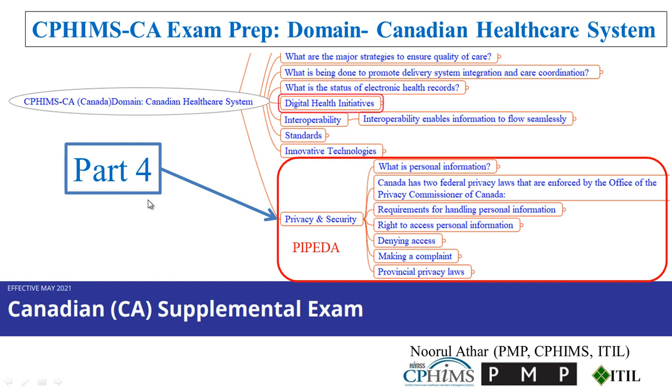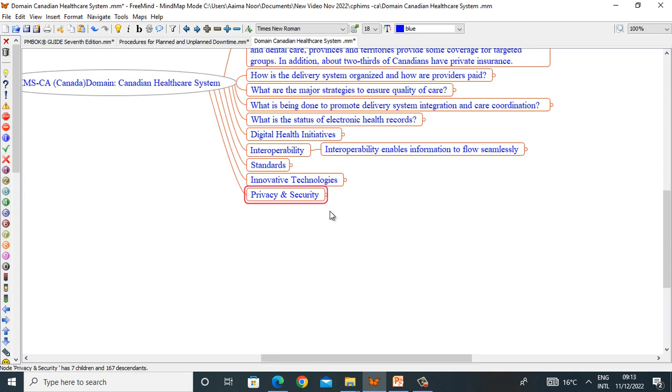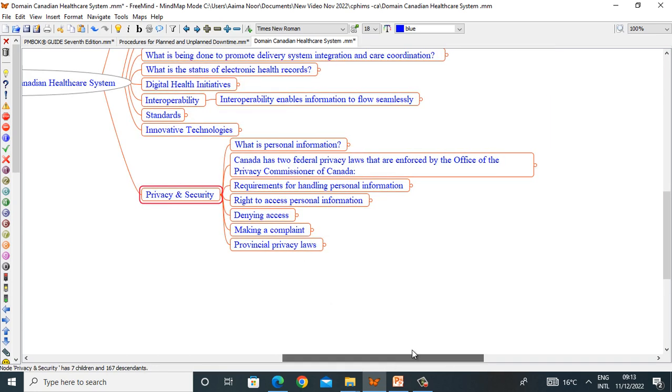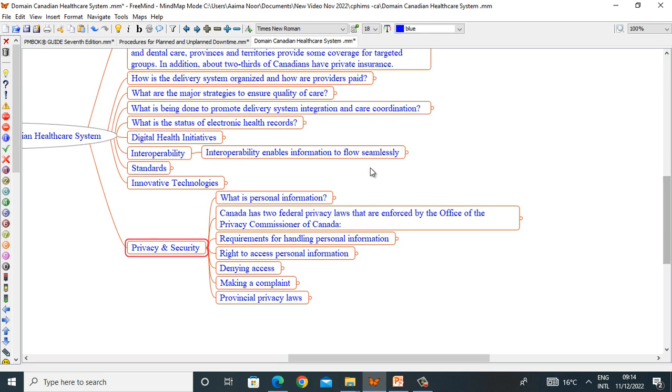In Part 4, we are going to explore privacy and security. So, let us start privacy and security. Under privacy and security, we are going to explore what is personal information. Canada has two federal privacy laws that are enforced by the Office of the Privacy Commissioner of Canada: right to access personal information, deny access, making complaint, and provincial privacy laws. So let's explore one by one. First we'll see what is personal information.